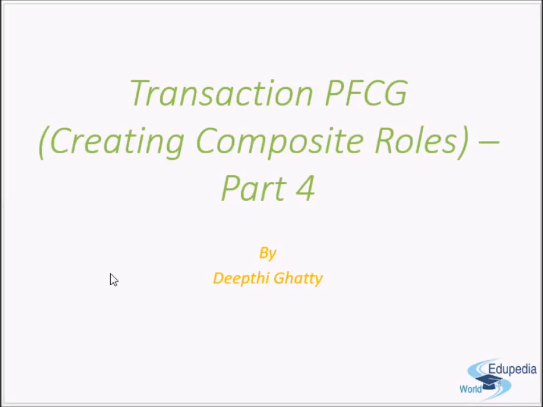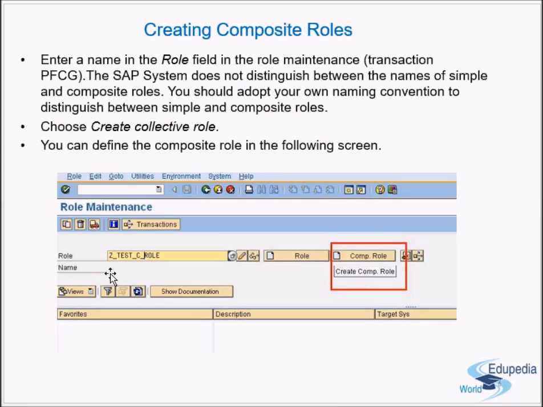So this is our next video in PFCG part 4, creating composite roles. In the last video we learned about creating a role. We have given a suitable role name, and we have chosen the option create role. Now we go to the option create composite role. You enter a role name in the role field in the role maintenance transaction PFCG.